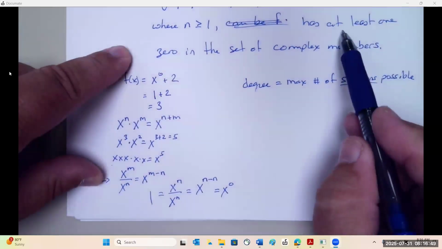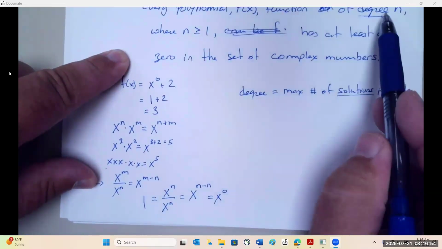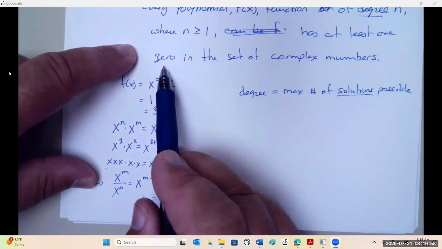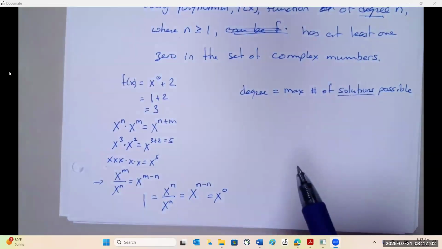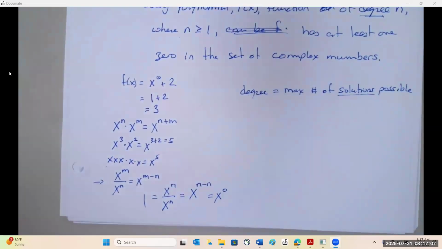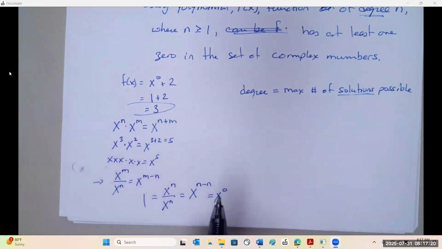Well, what this says is any polynomial function p of x with degree greater than or equal to 1 has at least one zero in the set of complex numbers. Because you have to have one x to have one zero. If you have three x's, you can have three zeros. But if you have no x's, how many zeros do you have? And because it's a horizontal line, there are no x-intercepts.